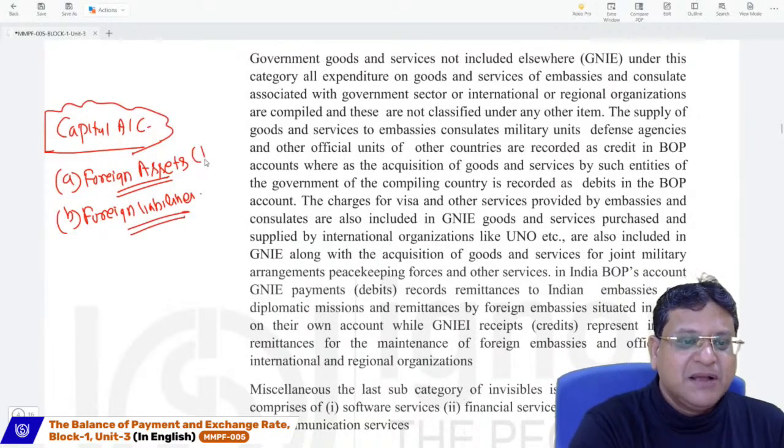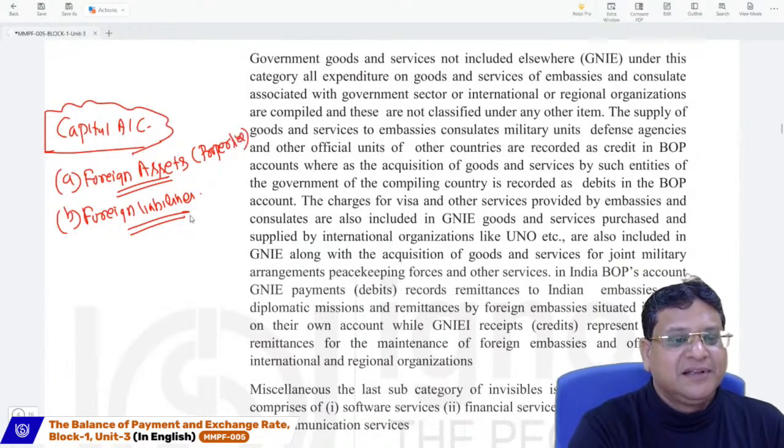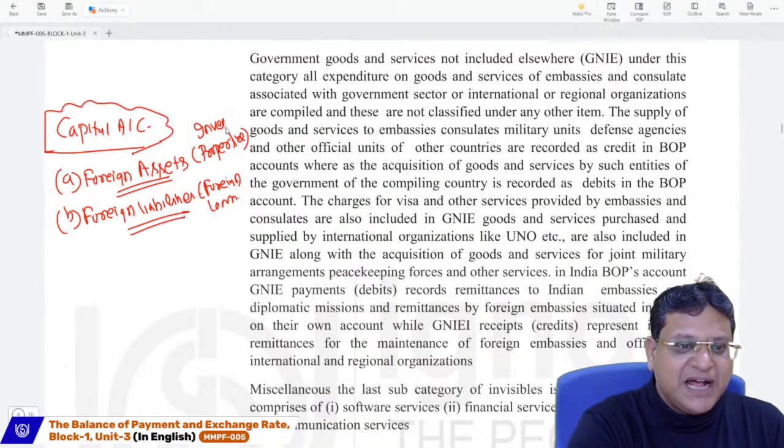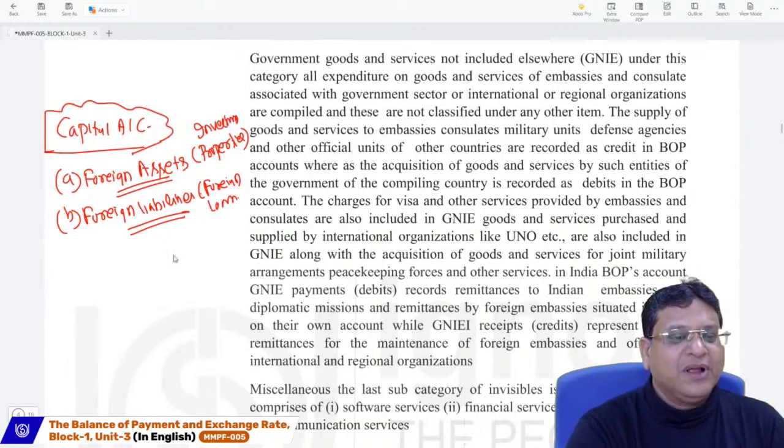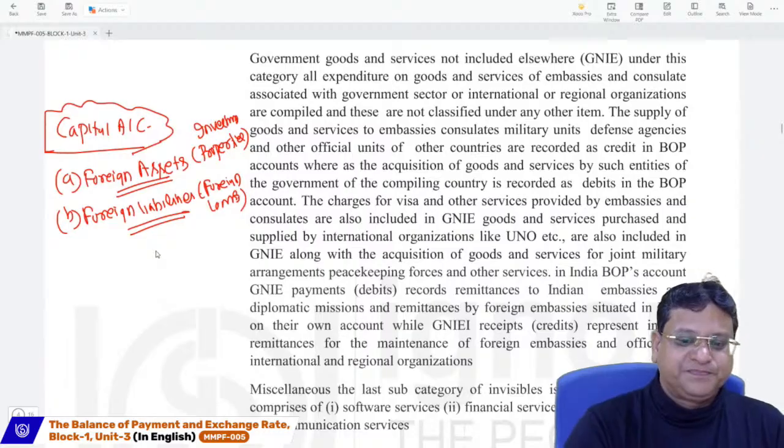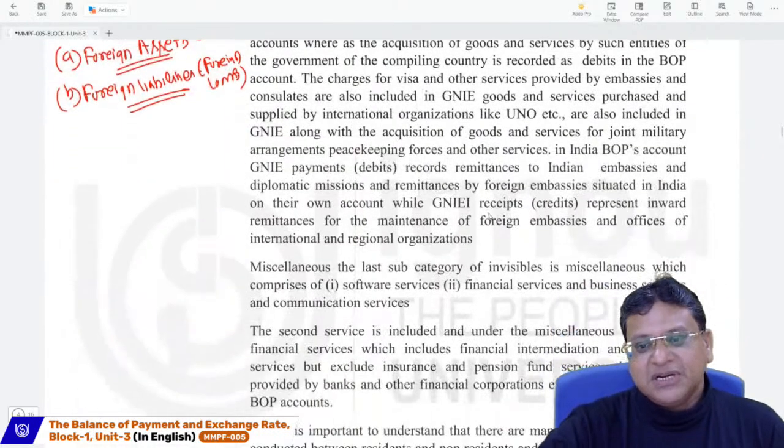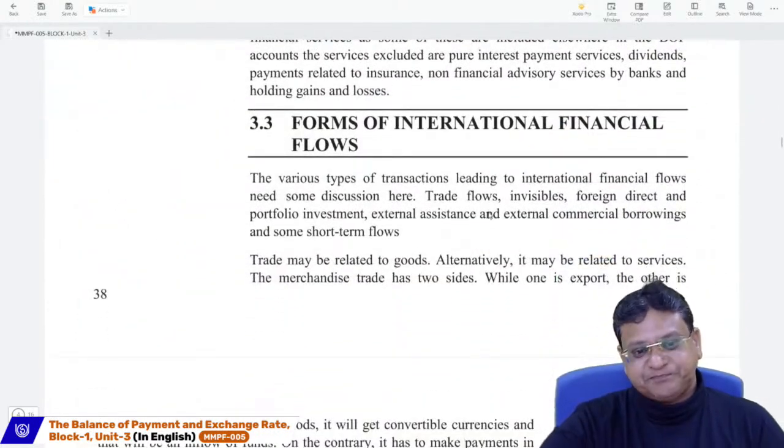What are foreign assets? Foreign assets are foreign properties. Foreign liabilities are foreign loans. The transactions related to foreign properties and foreign investments are recorded in capital account. Similarly, transactions related to foreign loans are recorded in capital account. We will discuss this in detail.